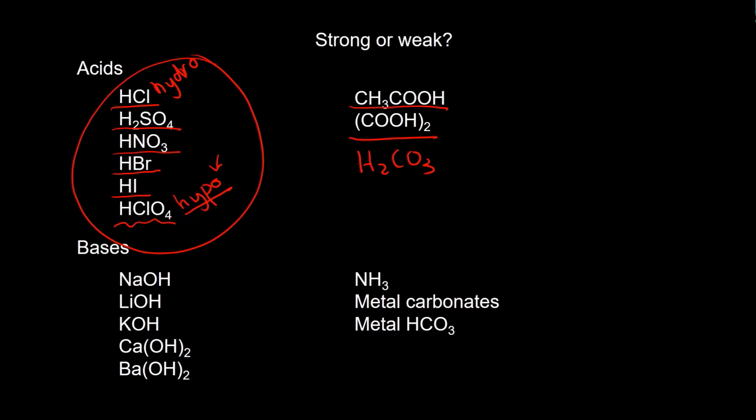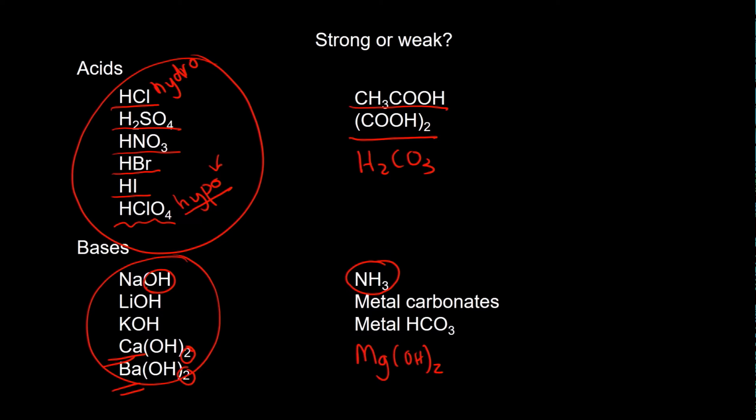What about bases? Well, the bases that are strong all have this hydroxide ion: sodium hydroxide, lithium hydroxide, potassium hydroxide, calcium hydroxide. You can see that there's a 2 there, and that's because the calcium and the barium come from group 2, and so they have got a charge of 2+. There's one that's not there, and it might be an exception, so that is magnesium hydroxide. Now, magnesium hydroxide is actually a weak base. So learn that one.